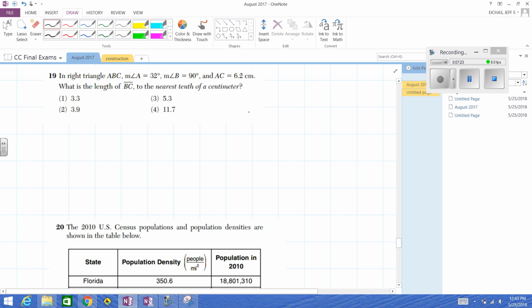Okay, so what is supposed to happen here is sketch a right triangle. Angle A is 32 degrees. This is not drawn to scale. B is 90, and then we don't know what angle C is. What is the length of BC to the nearest centimeter if AC is 6.2?